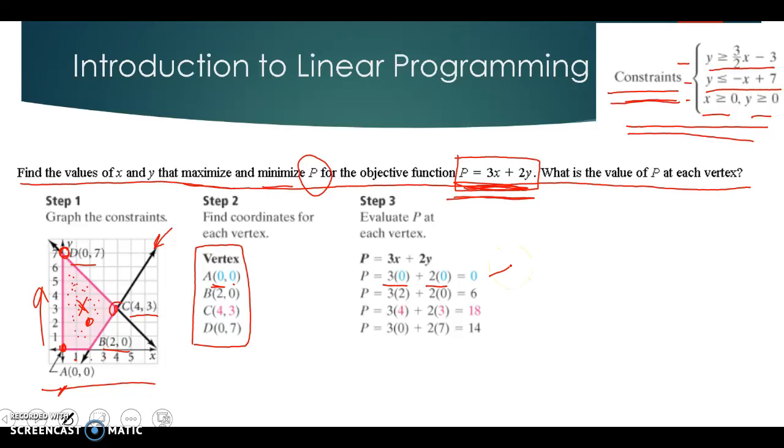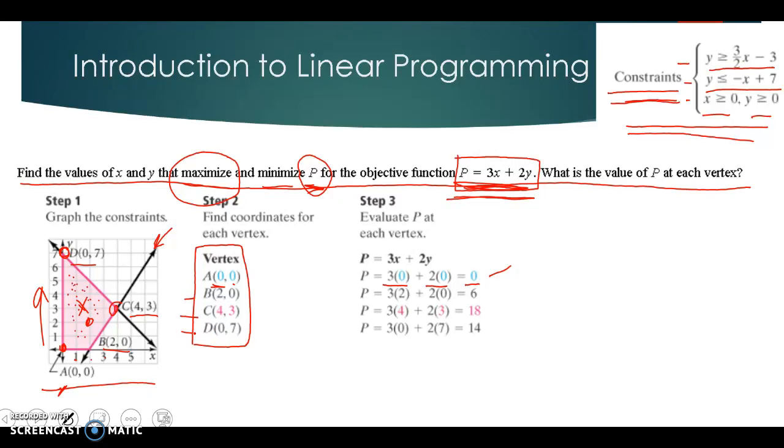And so that makes sense, because if we're producing something, maybe it's shirts and hats or pens and pencils or whatever it is, if I don't produce any x's and I don't produce any y's, my profit is going to be 0. I'm not going to make any money. And so that's going to give us the smallest profit. What we would essentially be interested in, if P really does represent profit in this case, is the maximum value. And so that might happen at point B or C or D. And so let's plug in those points.